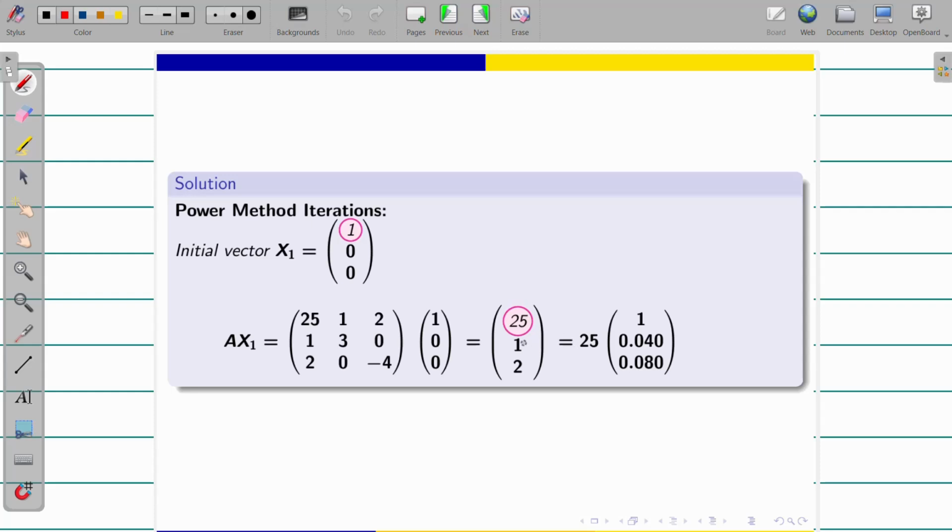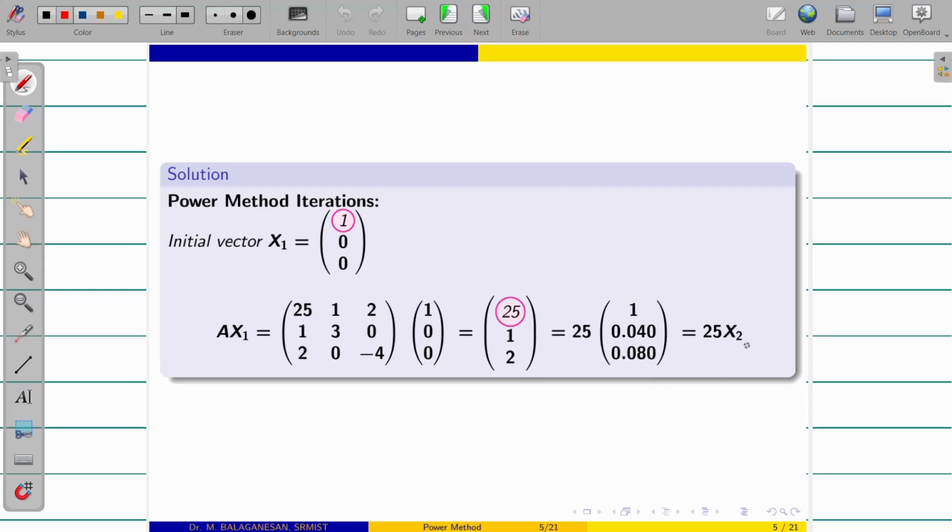Take that as common. If you're taking that as common, then it will be 25 into 1, 1 by 25 and 2 by 25. We can use a calculator to do that. You get these fraction values. That's it. This is my new x2. Now I have to multiply A into x2. This is the iterative process. Now I have to take my A and multiply with my new eigenvector.